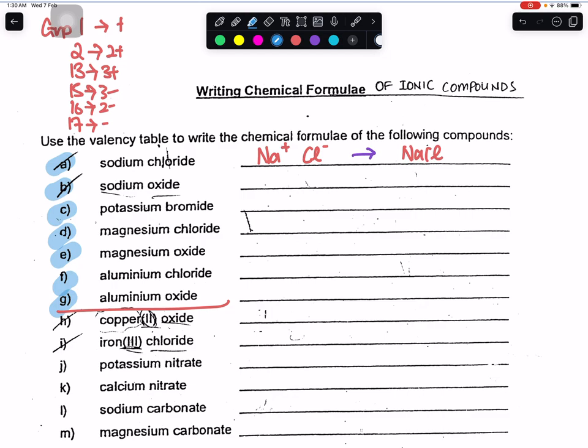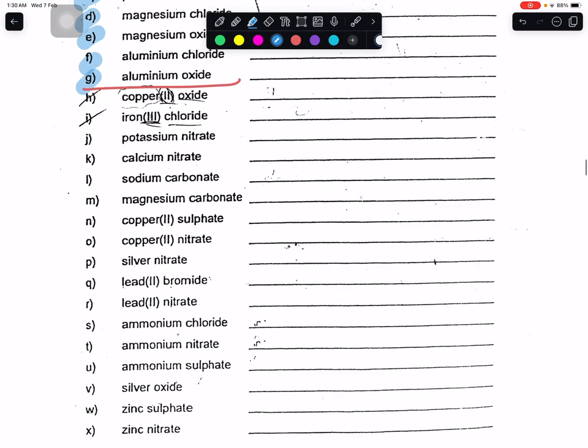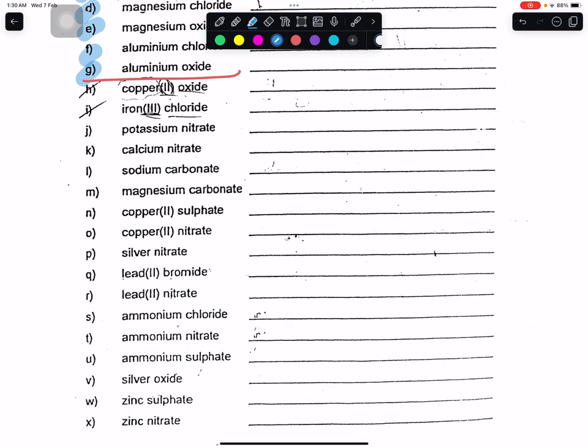At this point in time, let the students try the question. After that, the next part you want to go through with them is this part. So look at this.